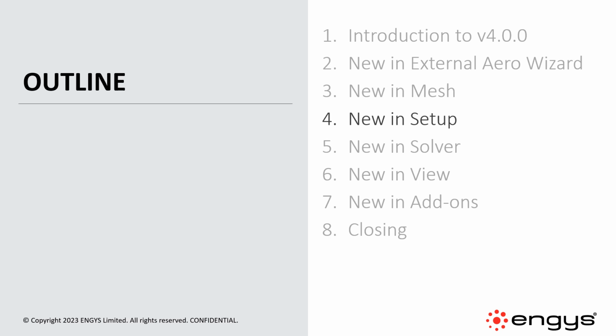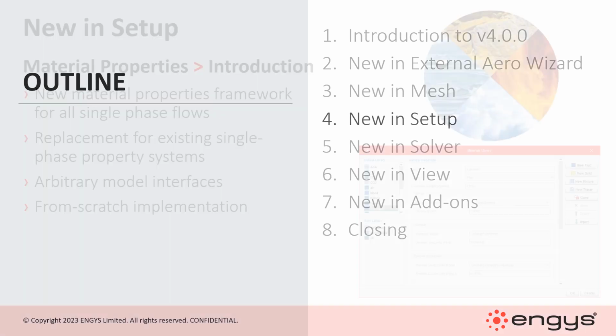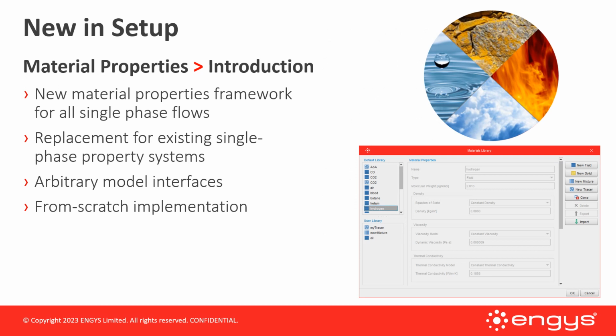Now, let's take a look at the enhancements applied to the setup step of Elements interface. As part of the Elements version 4 improvements, we have entirely refactored the material properties library, resulting in a more streamlined and flexible system for managing material properties, variables such as viscosity, density, compressibility, and heat capacity.